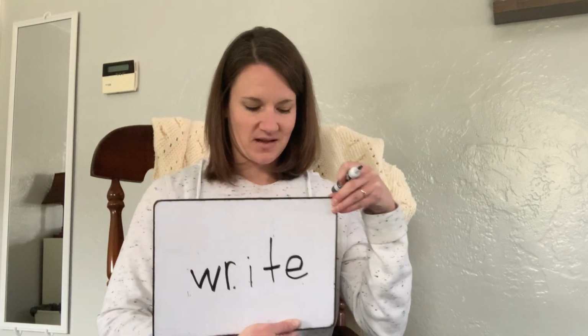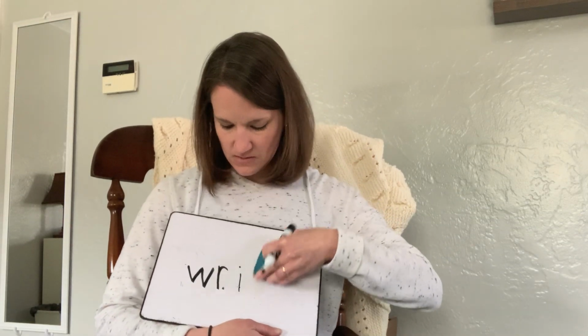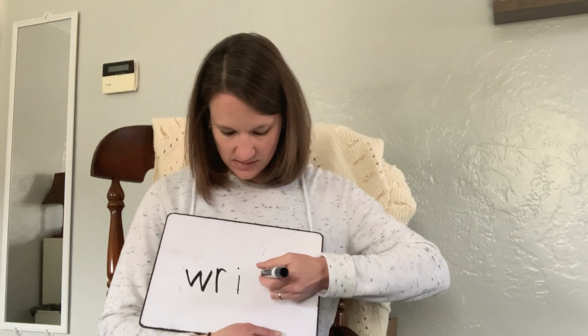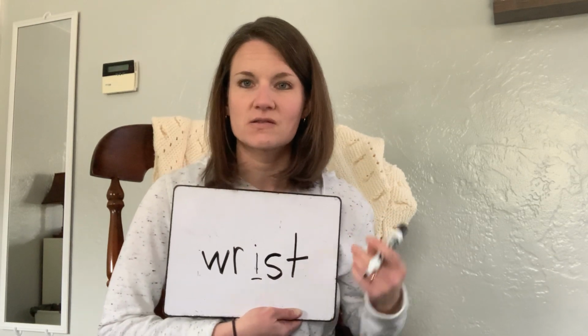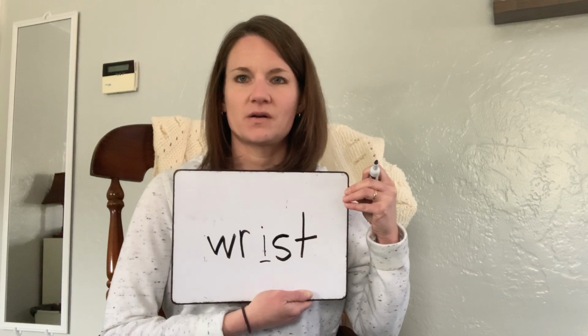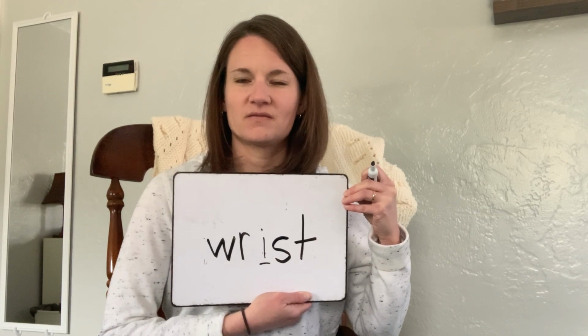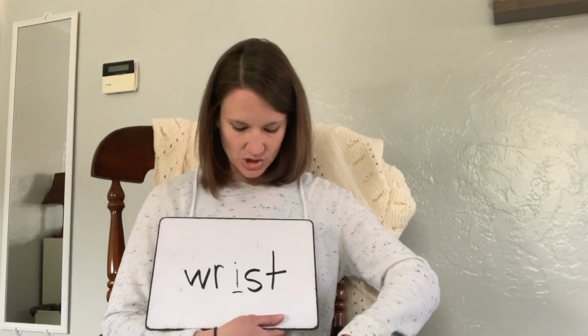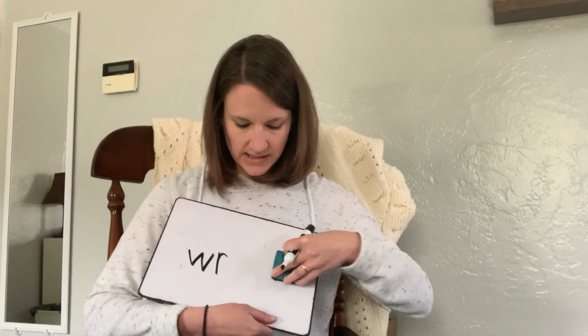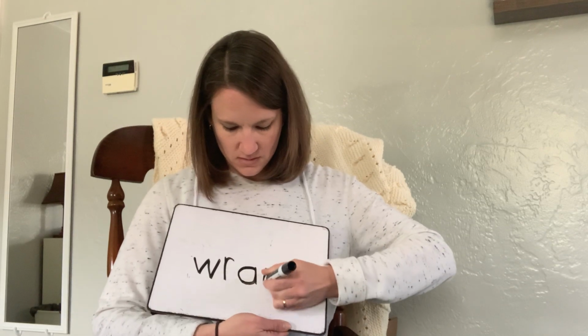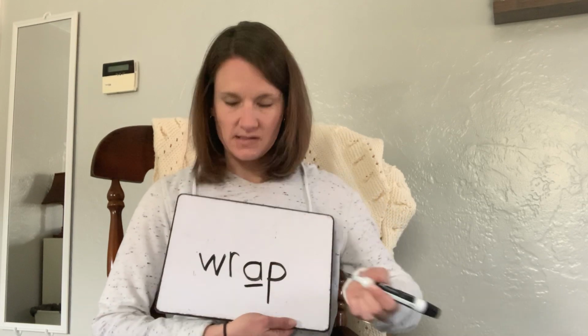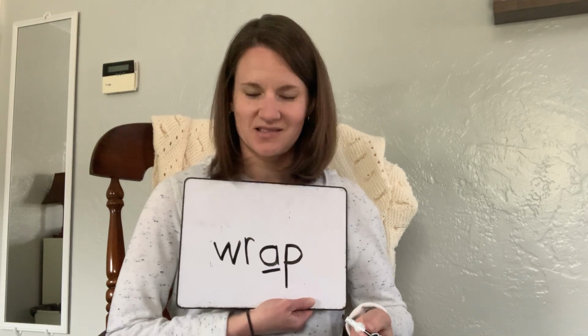Good. Okay, let's change our T and our E to S-T. Now we are back to having I all by itself, so it makes its short vowel sound. And what's the word? Good. It's another part of your body. Let's change the I-S-T to A-P. A is by itself, it makes its short sound. And what's the word? Good. This is what you do with presents.